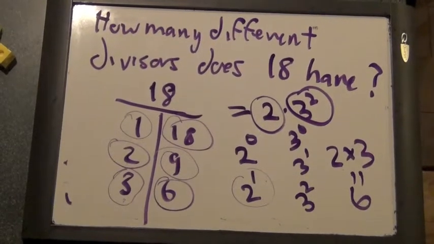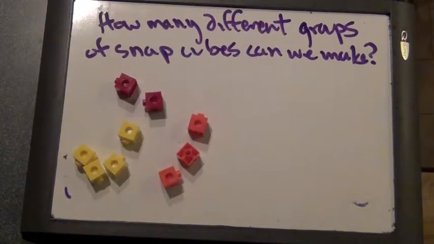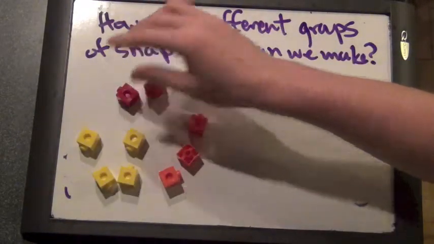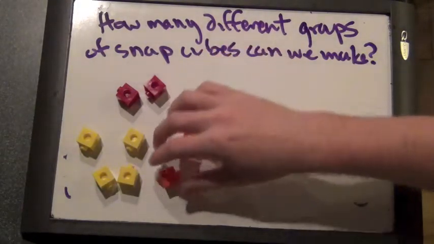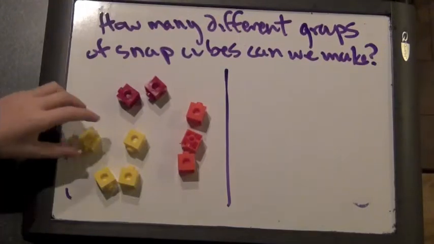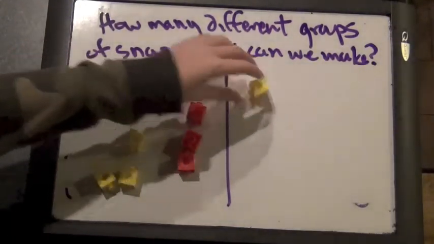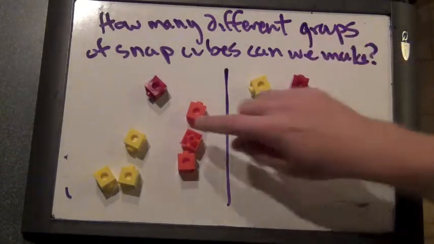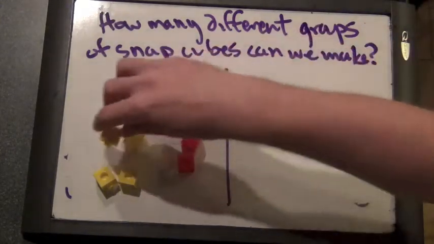Okay, so here's the next question. How many different groups of snap cubes can we make? I have 4 yellow snap cubes, 2 red ones, and 3 orange ones. So show me one possible group you could make. You can make one of each. You could do that. Okay, a yellow and a red and no oranges. Okay, you show me one.